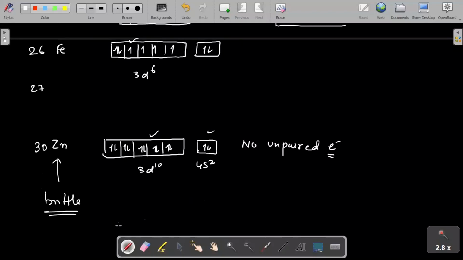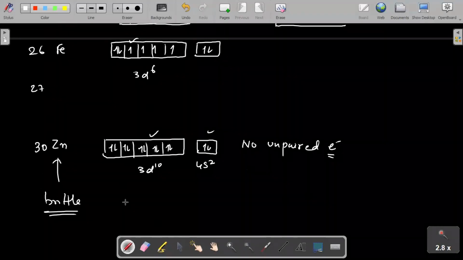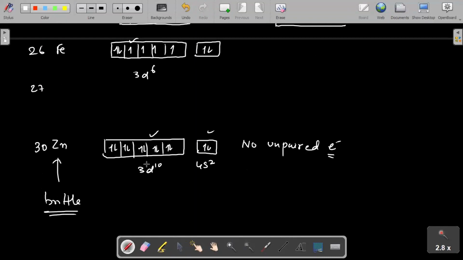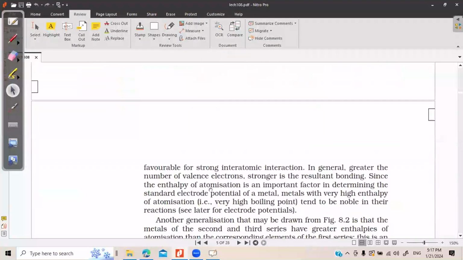Why is it brittle? Because the metallic bonds of zinc are very weak. And why are they weak metallic bonds? Because unpaired electrons are not there in zinc's electronic configuration. So metallic bond increases first, metallic bond becomes stronger and stronger as we increase the atomic number. But once the unpairing finishes and pairing of electrons starts, we find there is a decrease in the strength of the metallic bond and hence the melting point also decreases. So this is the concept of the melting point.